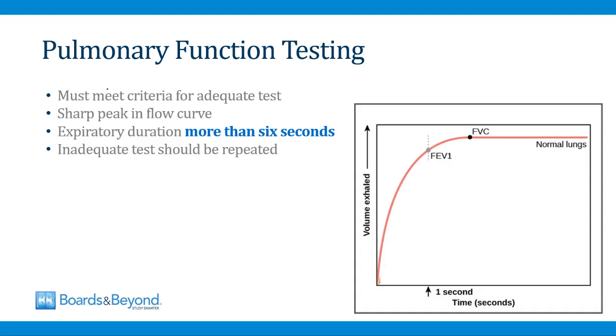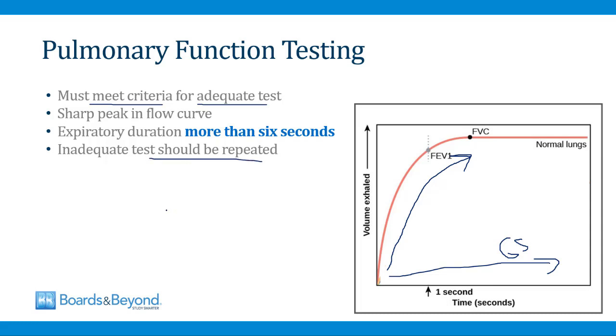Now, before you can draw any conclusions about a patient's lungs, you need to make sure that their pulmonary function testing meets criteria for an adequate test. There are a number of criteria. You don't need to know all of these as a medical student, but some of the important ones are that there should be a sharp rise in the flow curve, like what's shown here, up to a peak value. And then the total expiratory duration should be greater than 6 seconds. So in some cases, patients have a weak effort and the result is a poor quality test. And when that happens, what you need to do is repeat the test until you get an appropriate effort and result from the patient.